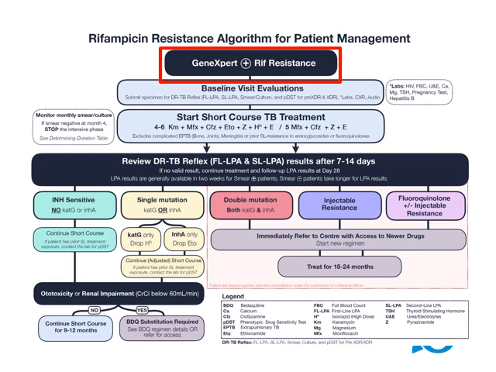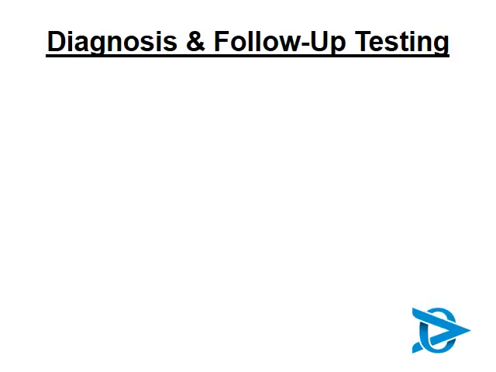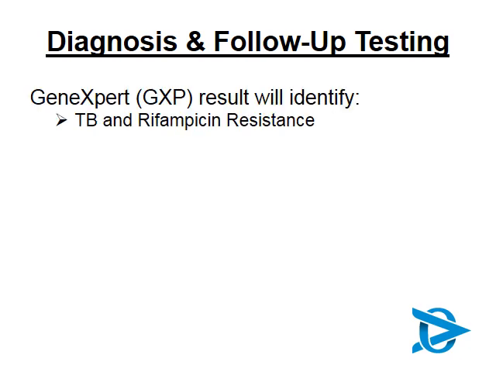This algorithm you'll be seeing repeatedly through this presentation and has been designed by Johns Hopkins. As you can see, we're starting at the top, right at the beginning, with a patient who's GeneXpert positive, RIF resistant, and that patient is immediately entered into the MDR-TB program. The GeneXpert results should have a fairly quick turnaround time, usually less than 48 hours, and will help you both make the diagnosis of tuberculosis and identify whether the patient has rifampicin resistance.